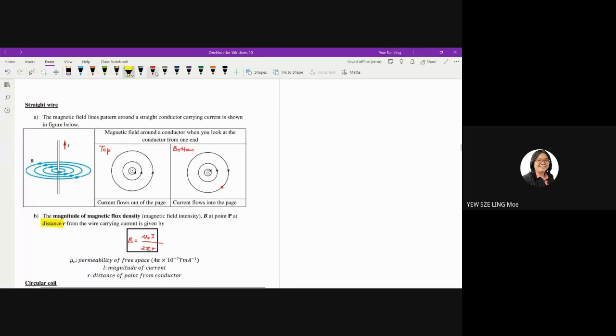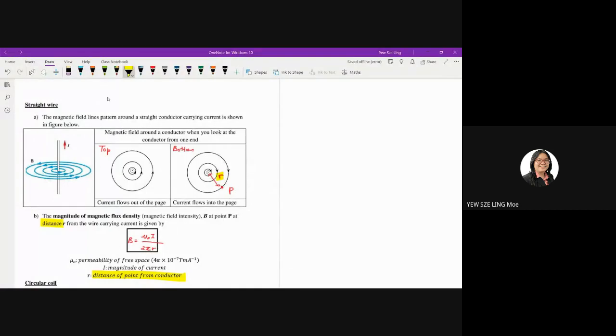Now, if you look at the question, it says a distance. But if you look at the diagram, the distance between point P and the wire is actually the radius of the circle. That's why in the equation we use r. It represents the distance from the conductor. Even though r should represent radius, in this case we use the term distance to describe it, distance from the current carrying conductor. But in a 2D diagram, it actually represents the radius of your magnetic field.